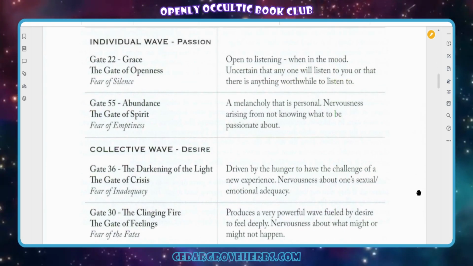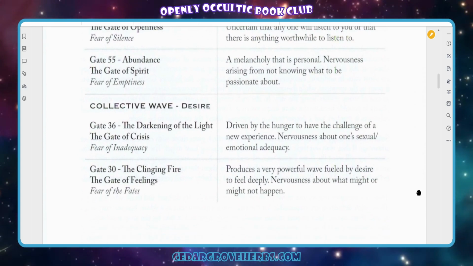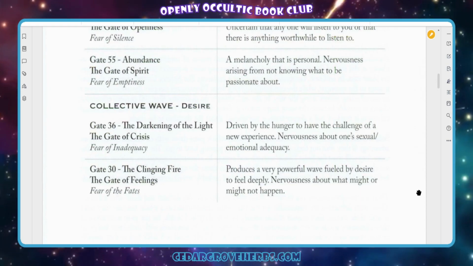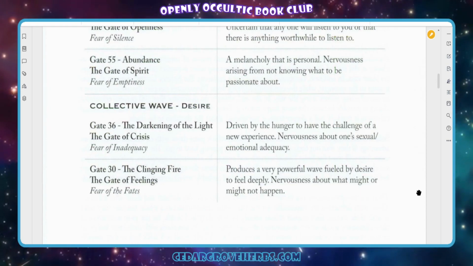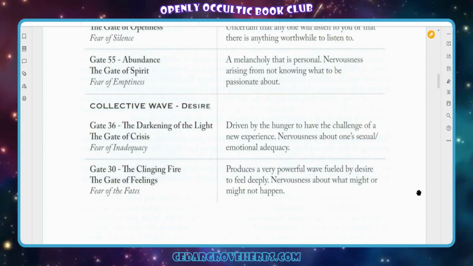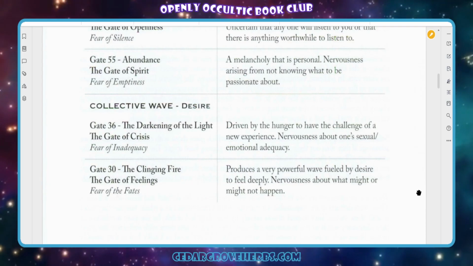Collective wave, desire. Gate 36, the darkening of the light, the gate of crisis, fear of inadequacy. Driven by the hunger to have the challenge of a new experience. Nervousness about one's sexual, emotional adequacy.